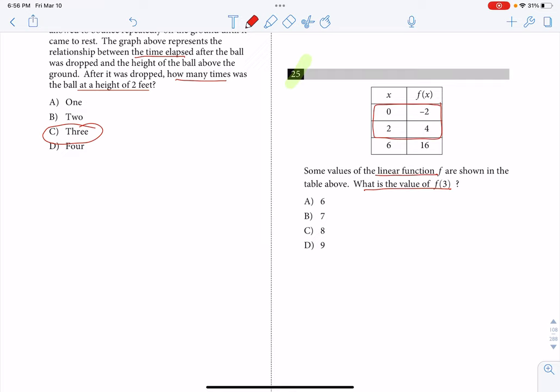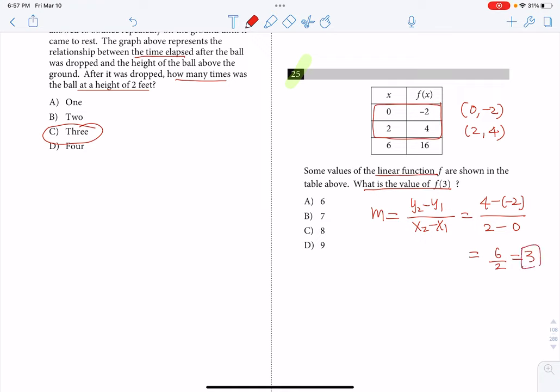Find the slope first. The slope formula is y2 minus y1 over x2 minus x1. I pick 2 points: (0, -2) and (2, 4). The difference of y is 4 minus -2, over 2 minus 0, which means 6 over 2, so the slope is 3.